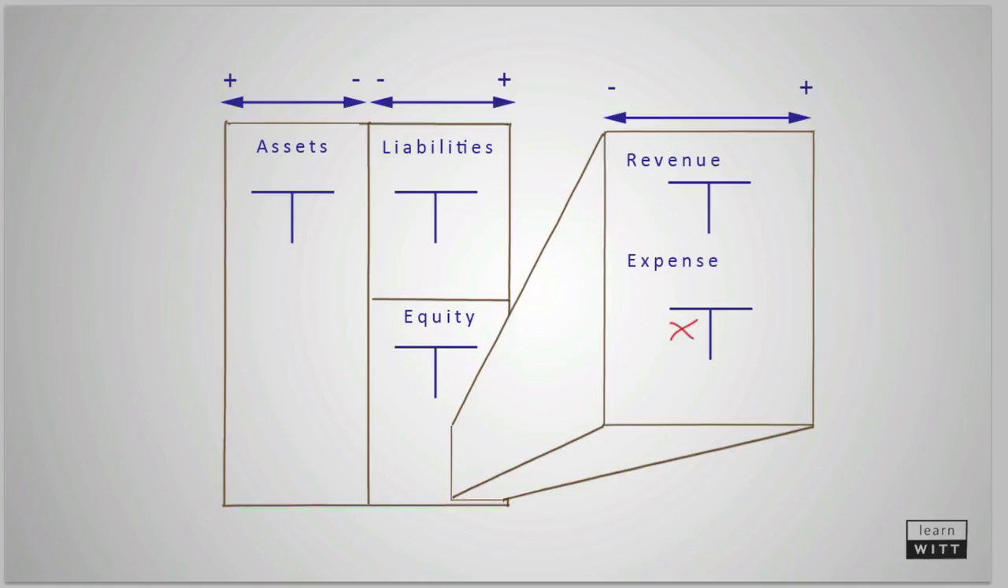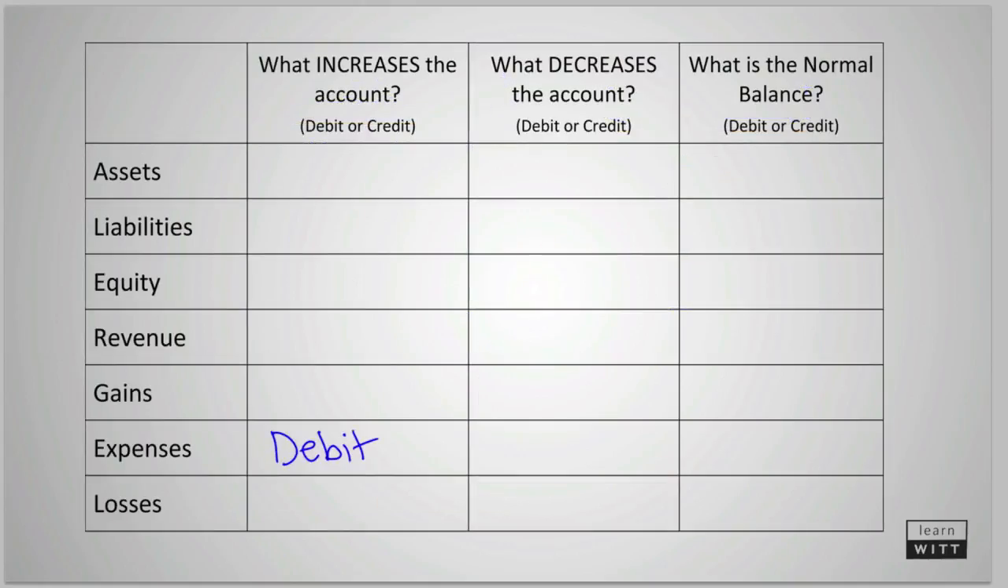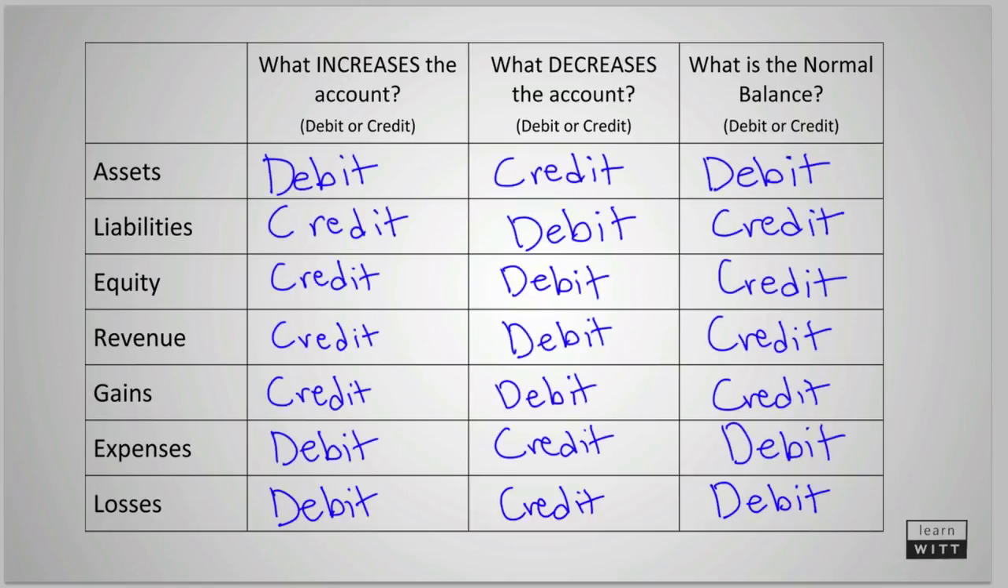Debit means left. Therefore, a debit increases an expense account, and a credit decreases an expense account. The normal balance is a debit. Losses follow the same pattern as expenses. This exercise, along with the debit and credit framework diagram, can serve as a cheat sheet until debits and credits are like second nature.